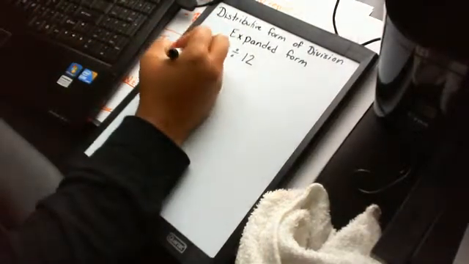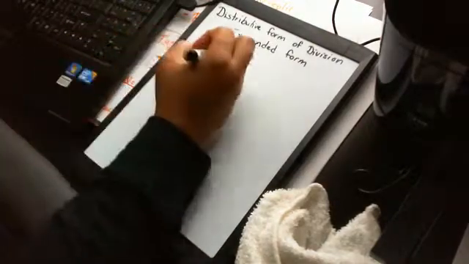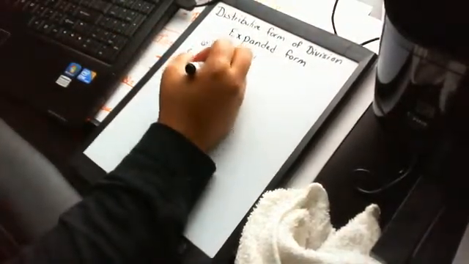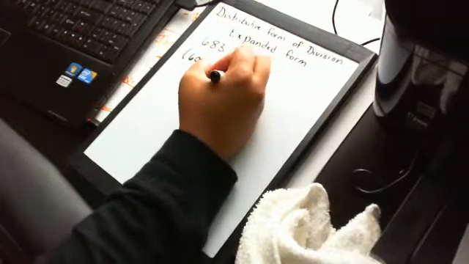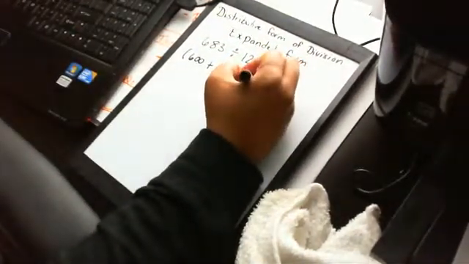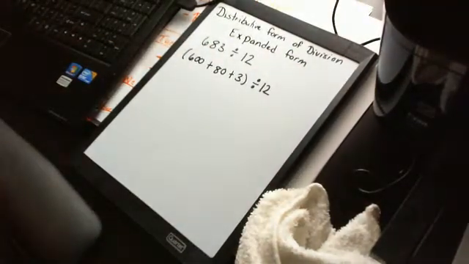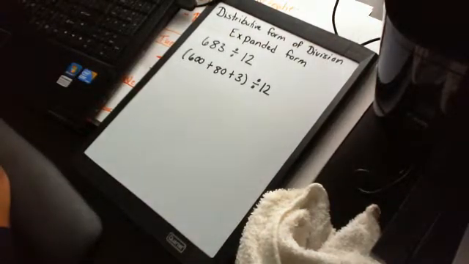So I'm going to put parentheses 600. And 600 is because there's 6 with 2 decimal digits after it, plus 80 plus 3, divided by 12. And that's basically all that I want you to master this week on this skill.